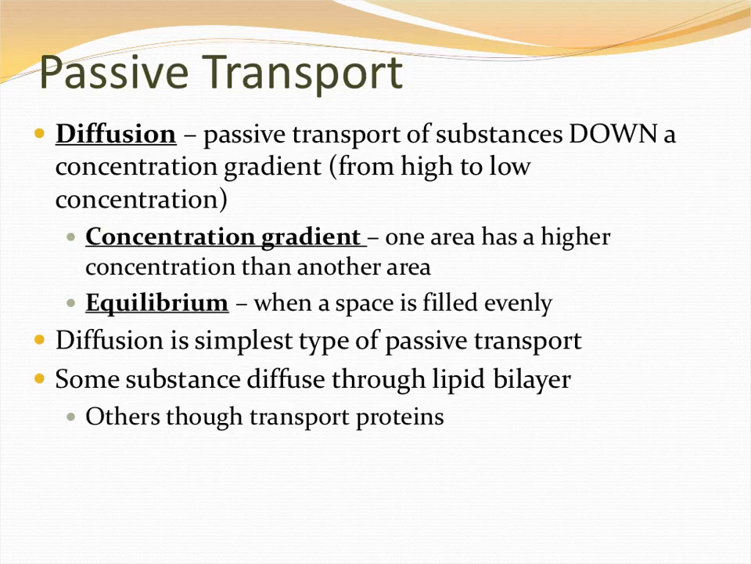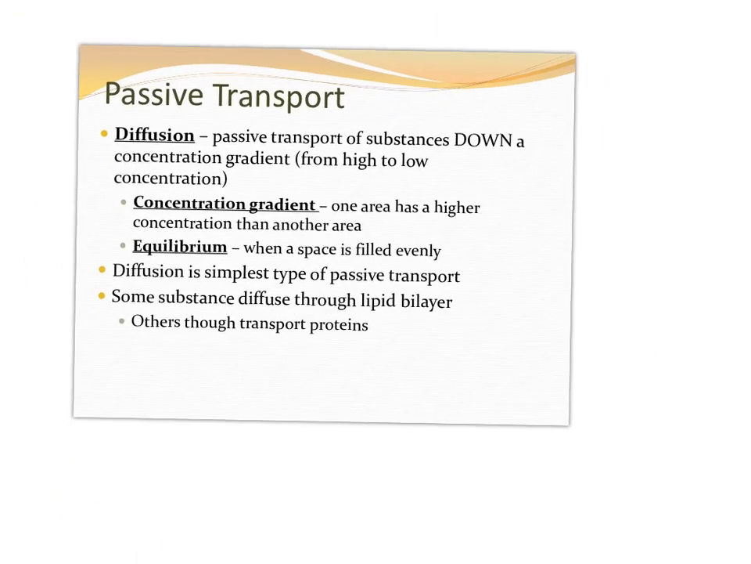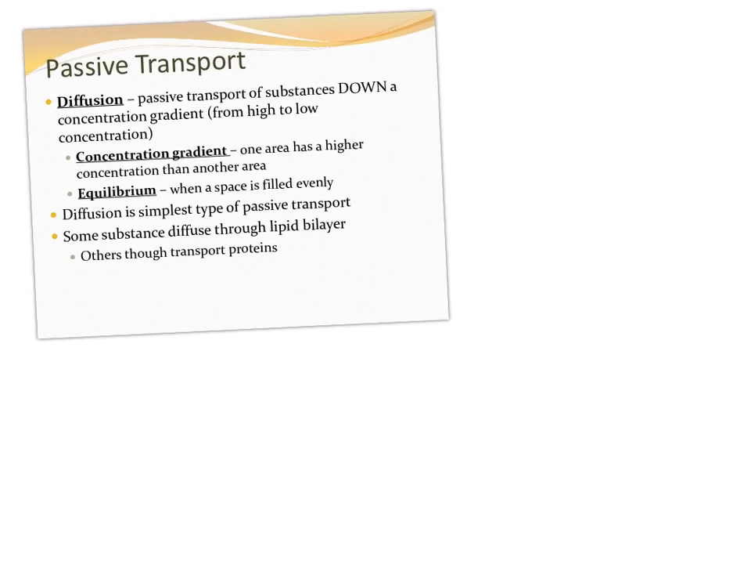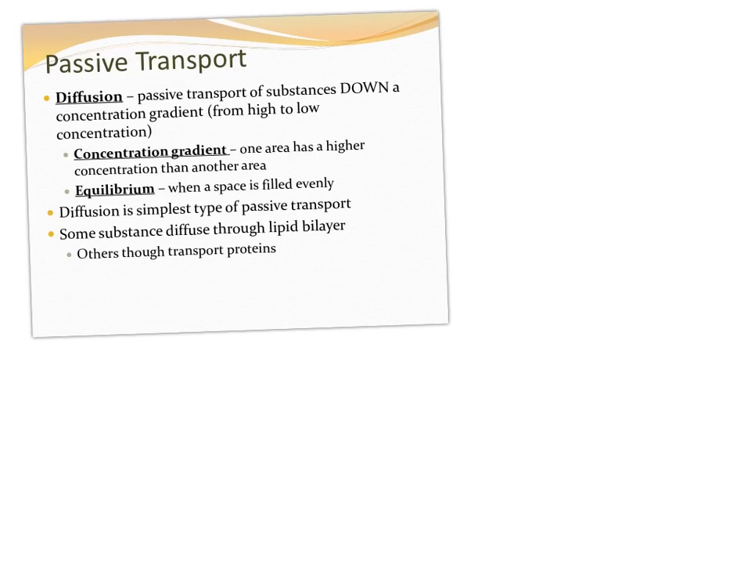All right, let's take a look at passive transport. Passive transport really comes down to one word, and that's diffusion. We talked a lot about that last week, the last time we met. So we talk about substances moving what? Down a concentration gradient. And when we talk about concentration gradient, a lot of people don't understand what gradient means.